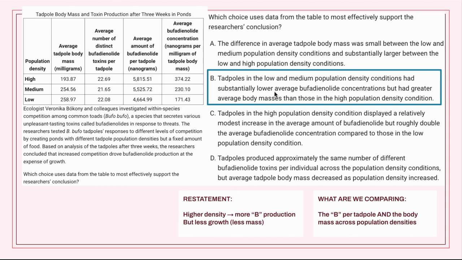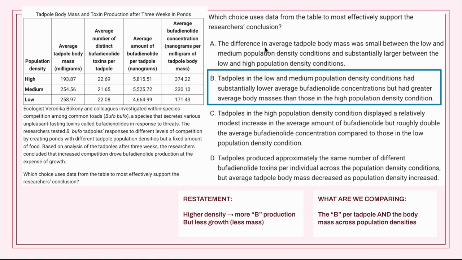Okay, so I kind of like this answer because we're comparing the low and medium versus the high population. And we're saying that because they're at lower population density, each tadpole wasn't making as much of this stuff, so the concentration was a lot less. But because at the higher density the ones grow less, the lower density ones grow more. So they had greater average body mass than those in the high population density condition. So it's comparing how much of the stuff they're making through the concentration and how much they're growing between all three population densities. Okay, let's walk through why each of the other answer choices is wrong.